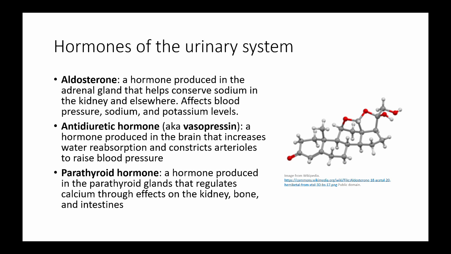I'll now briefly touch on key hormones of the urinary system. Aldosterone is a hormone that is produced in the adrenal gland that helps to retain sodium and acts in the kidney as well as other organs. Aldosterone affects blood pressure, sodium, and potassium levels. Antidiuretic hormone, also called vasopressin, is a hormone produced in the brain that increases water reabsorption to keep more water and constricts arterioles to raise blood pressure. Parathyroid hormone is a hormone produced in the parathyroid glands that regulates calcium levels through effects on the kidney and other organs.